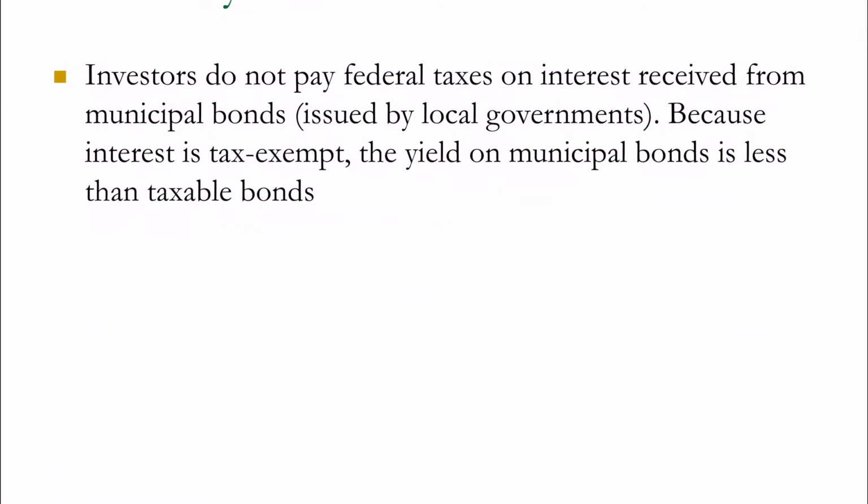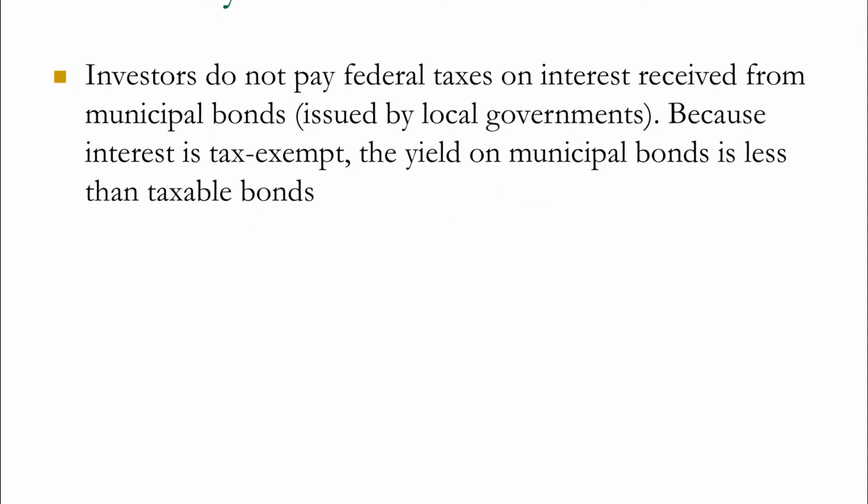Investors actually do not pay federal taxes on interest, so your coupons received from municipal bonds. These are issued by local governments. This is because the interest is tax exempt, and so the yield on municipal bonds is oftentimes less than taxable bonds. If it's a federal bond, you're only taxed at the federal level, so you're not taxed at the local level on a federal security.